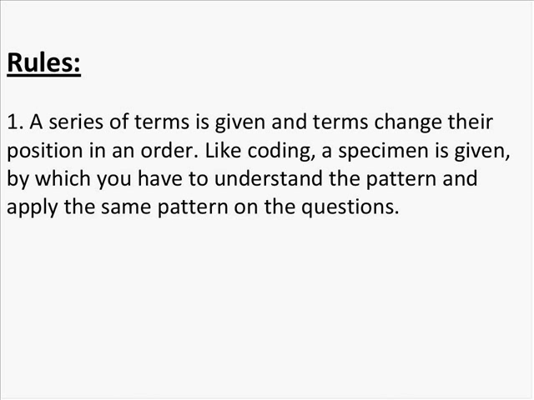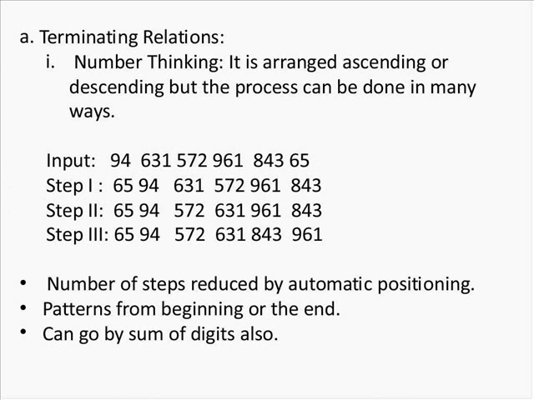First of all, input output. A series of terms is given and terms change their position in order, like coding. A specimen is given by which you have to understand the pattern, and apply the same pattern. Understanding the pattern, you should go for the first 2 and then go to the last. Okay. Thinking. If you see number thinking, if you observe here what we have done, it is ascending.